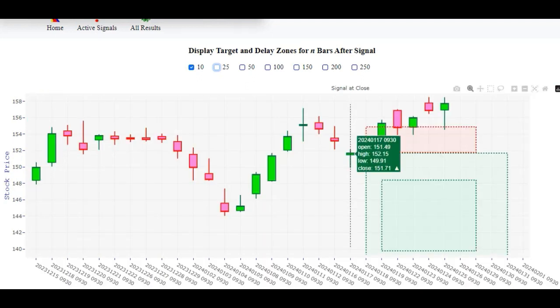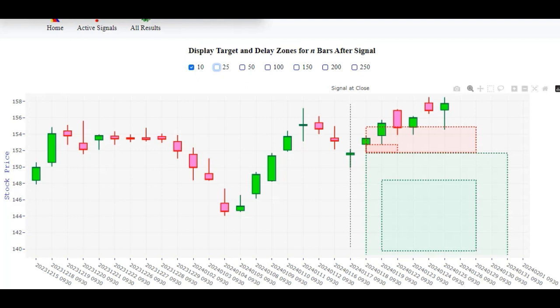All right, so we had our signal here on 17 January when the closing price reached 151.71. In order for this bearish signal to be successful, we must drop below $151.71 for the stock sometime before the 31st of January. As you can see so far, all we've done is move upward.